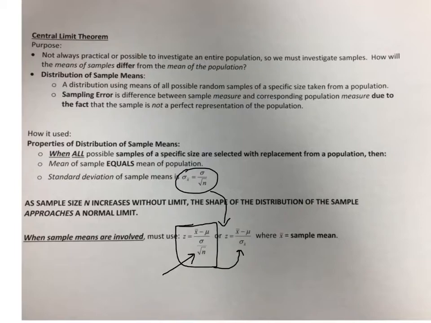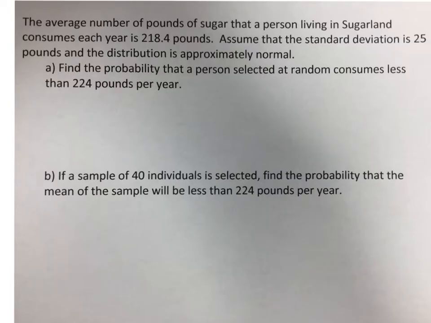Okay, let's look at our example. The average number of pounds of sugar that a person living in Sugar Land consumes each year is 218.4 pounds. So that's my mu. We're going to make the assumption here that from previous studies, we're talking about a sample size of 20. So we want to find the probability that a person, one person, selected at random consumes less than 224 pounds per year. Well, because we're only focusing on one person, my sample size is 1, this is actually going to go back to the stuff we've already talked about.